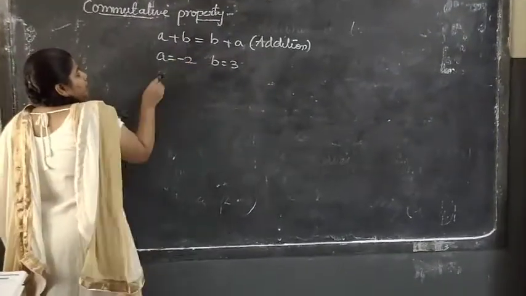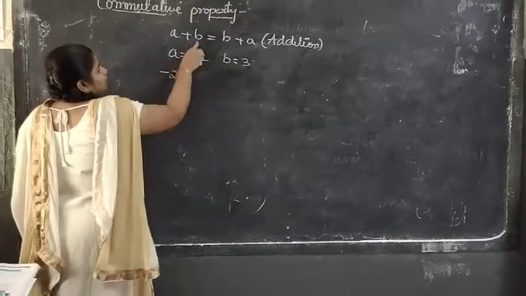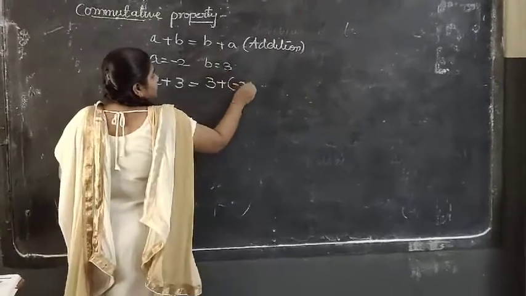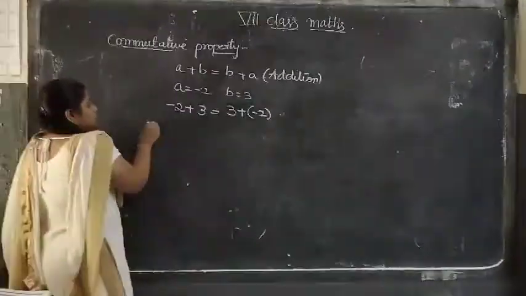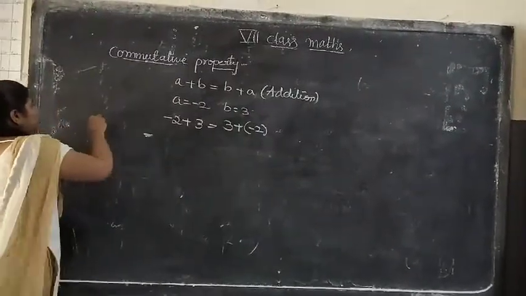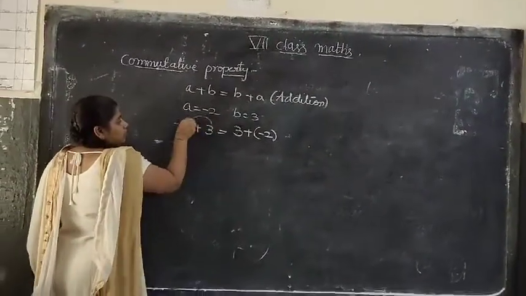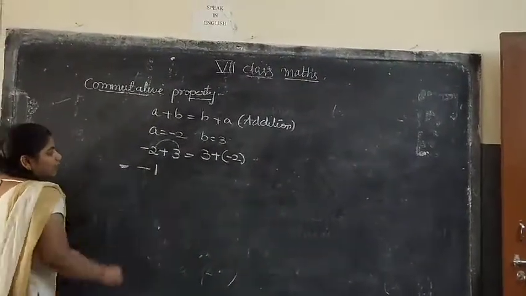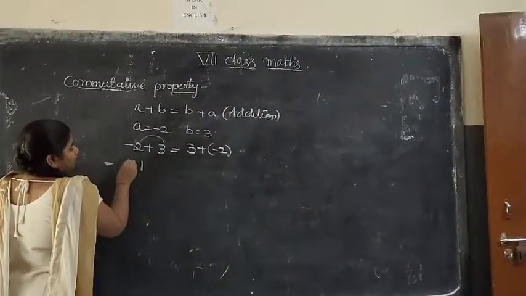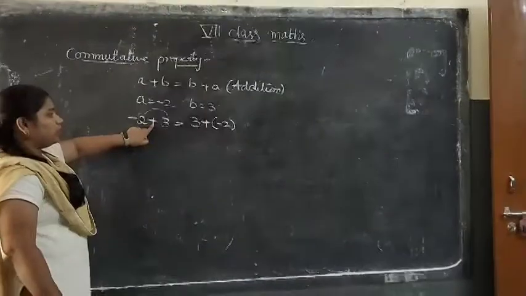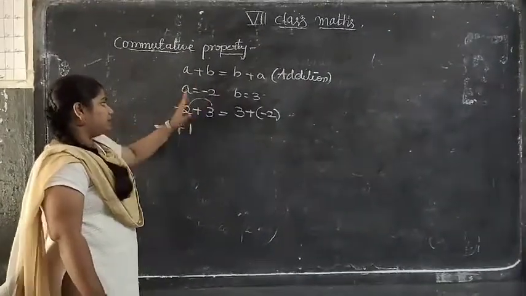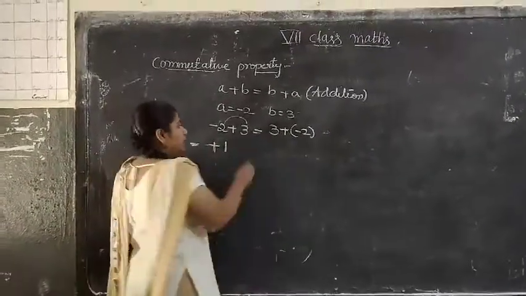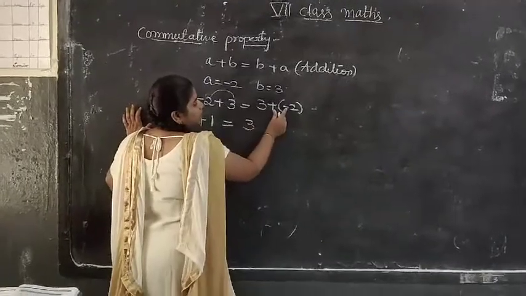In place of A substitute -2, plus in place of B substitute 3, equals 3 plus -2. What will be the result? Minus into plus will be minus. From the bigger number, subtract the smaller number: 3 minus 2 equals 1. The bigger number's sign is plus, so for the result take the bigger number's sign, which gives +1.